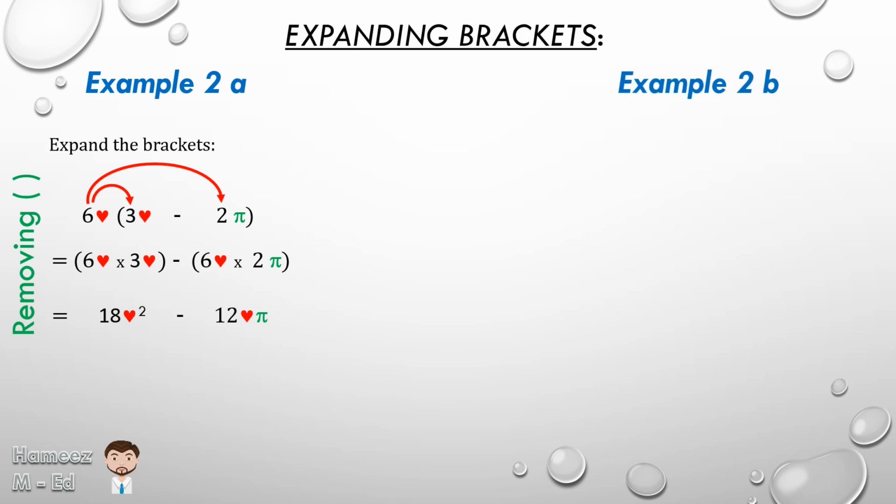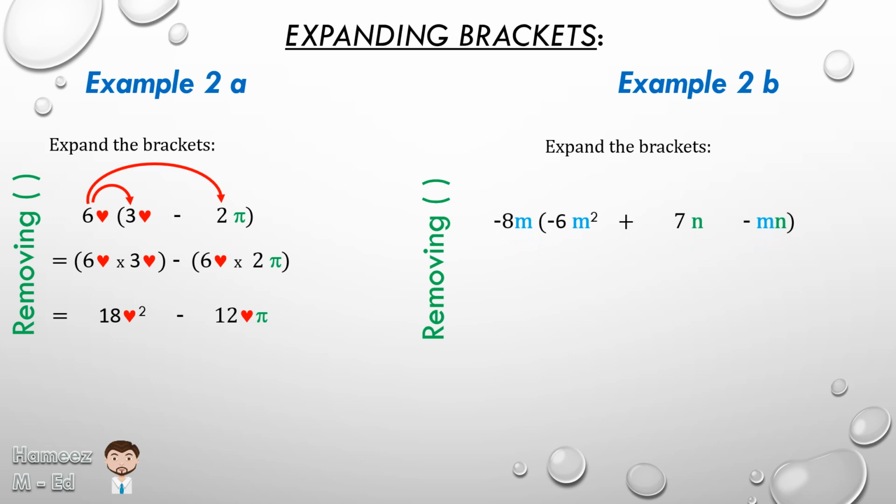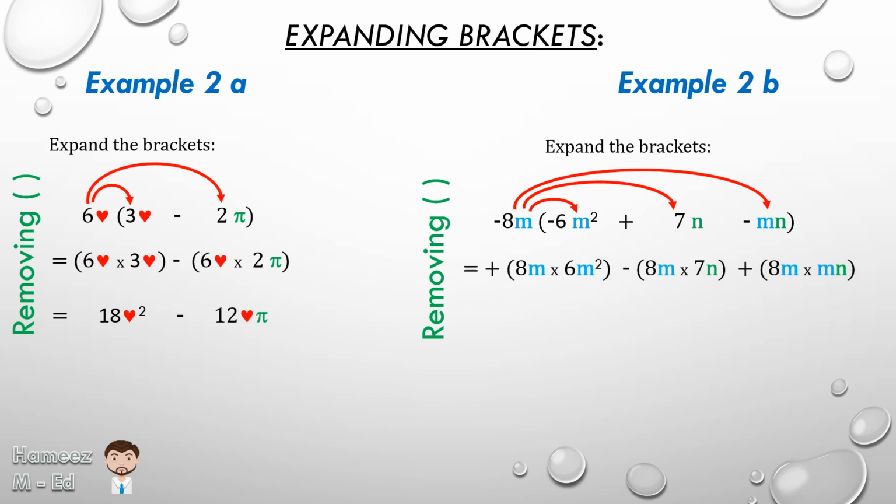And here we will see that we're using 3 terms. Minus 8m times minus 6m squared plus 7n minus mn. So we multiply the minus 8m times the first term, and then we do it by the second term, and then the third term. So this will give us, remember that if we look at the minus from the 8 times the minus from the 6, since the two signs are the same, that's going to give us a positive, and 8m times 6m squared.